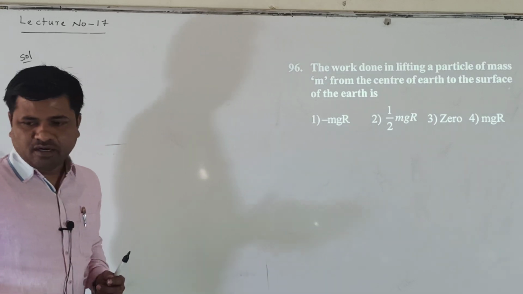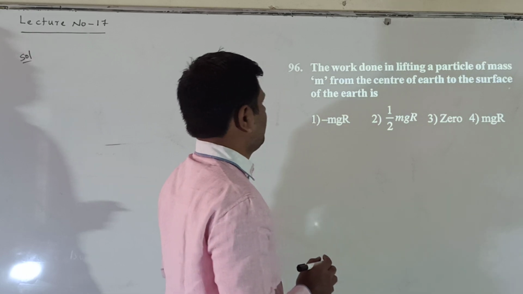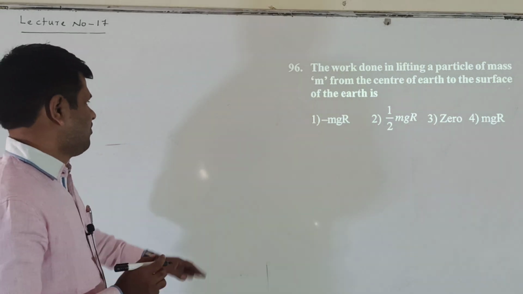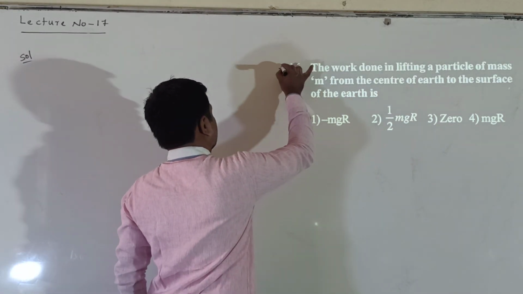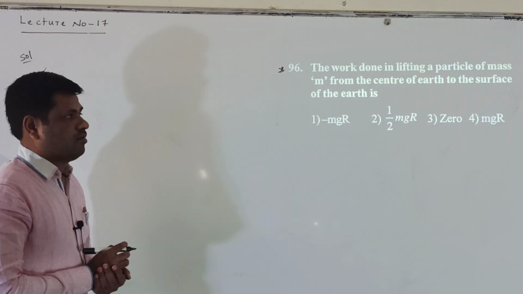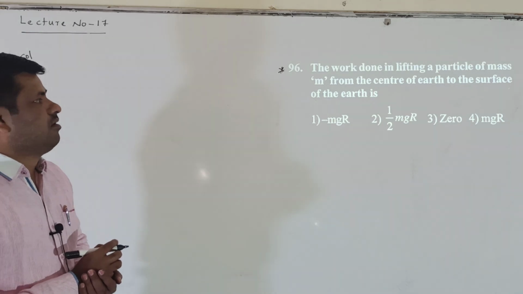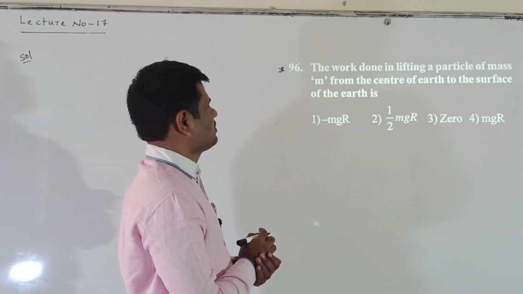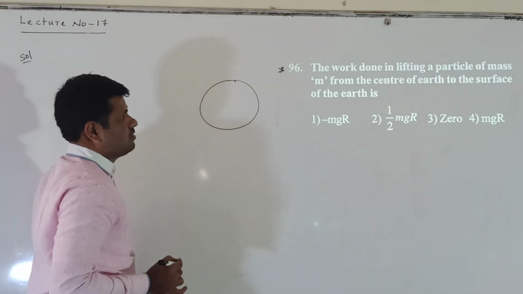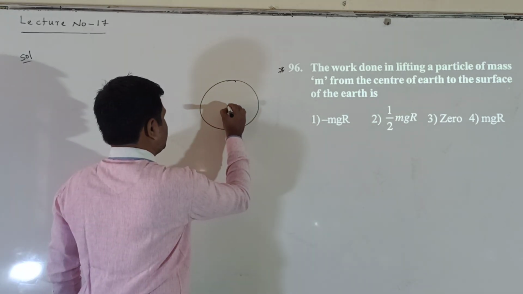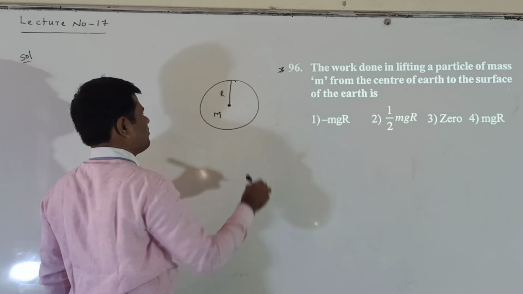See here, the work done in lifting a particle of mass m from the center of the earth to the surface of the earth. This is a very important model problem. What is the work done in lifting a particle of mass m from the center of the earth to the surface of the earth? Listen here. This is the earth, this is the center of the earth. Here M is the mass of the earth, and R is the radius of the earth.